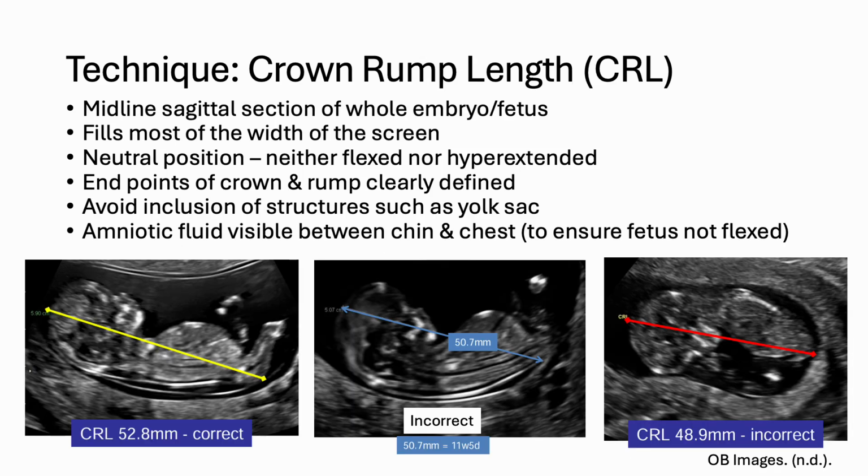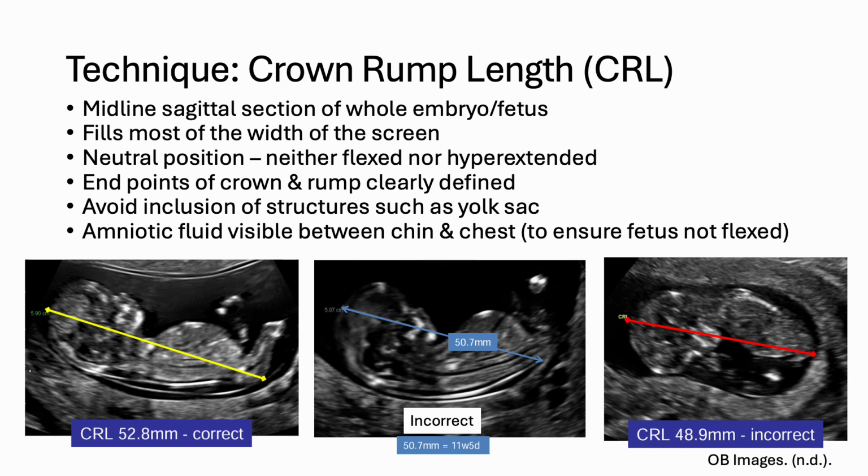All right, so now we're going to talk about crown rump length. It is important when we do ultrasounds that we measure appropriately, that we are correctly identifying the gestational age, which is what we're determining with a crown rump length. We want to have a midline sagittal section of the whole embryo and fetus. It should fill the width of the screen so you can zoom in so that you can see the fetus really well. It needs to be in a neutral position, so you can see in that first image the baby is just neutral. It's not flexed. It's not hyperextended.